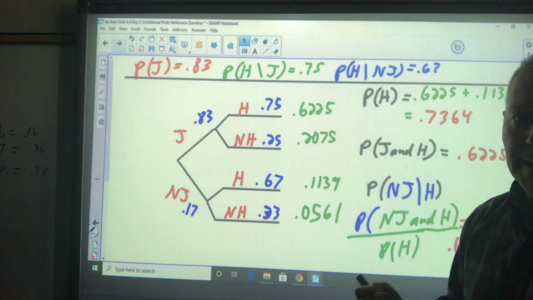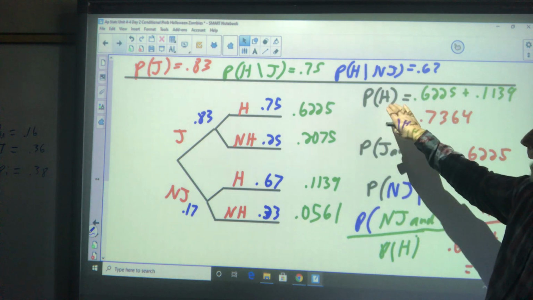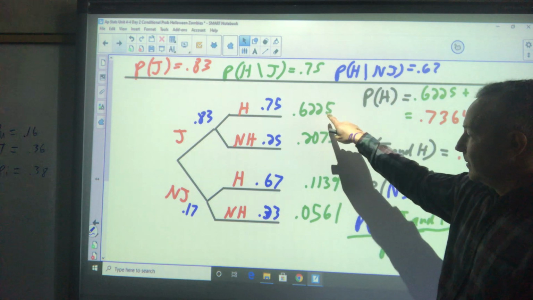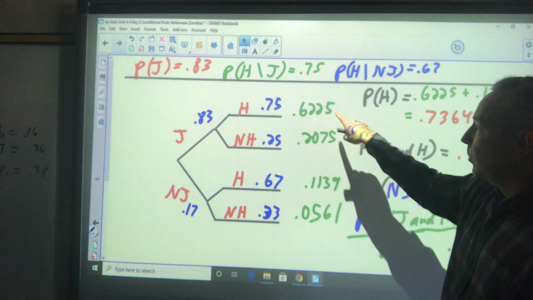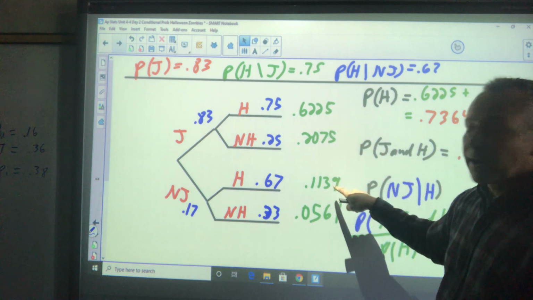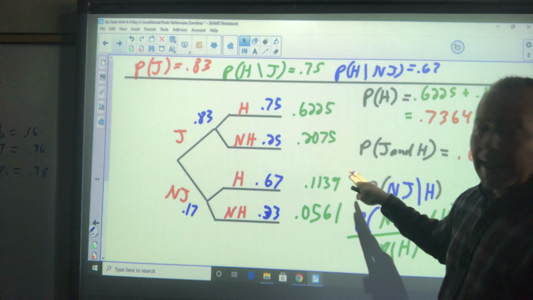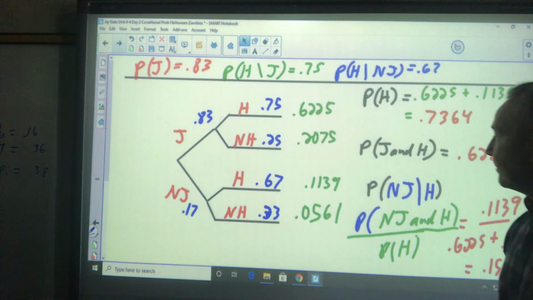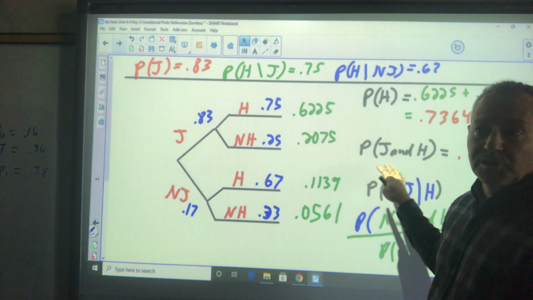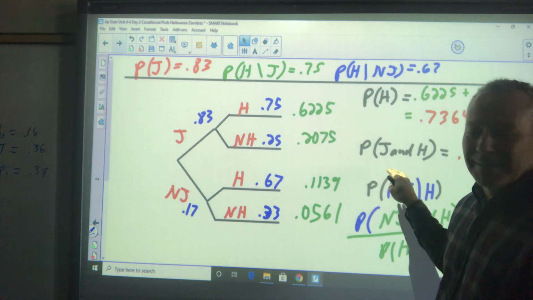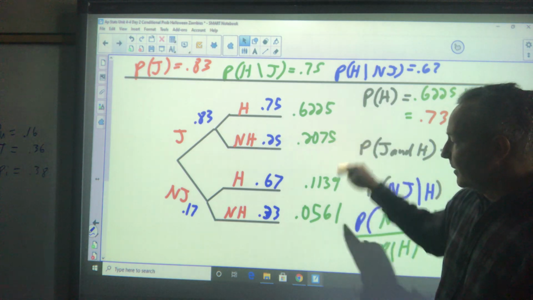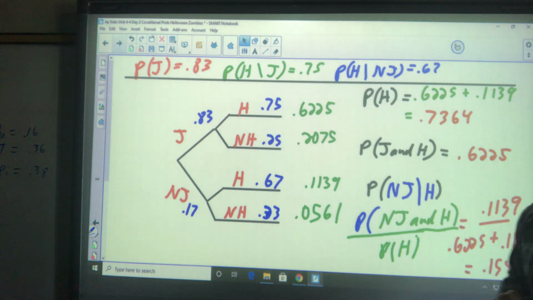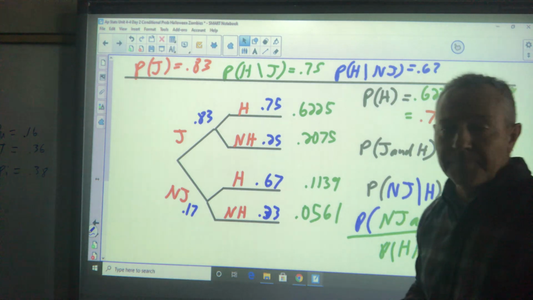It's fairly simple once I get that. The probability of being happy: these people are happy, and these people are happy, so they could be in this group or that group. I'm going to add those two together here, as I've done. The next one is the probability of having a job and being happy. Those are easy; those are what these are right here. A job and happy is 0.6225. That's the answer. I have no work that I need to do on that one.